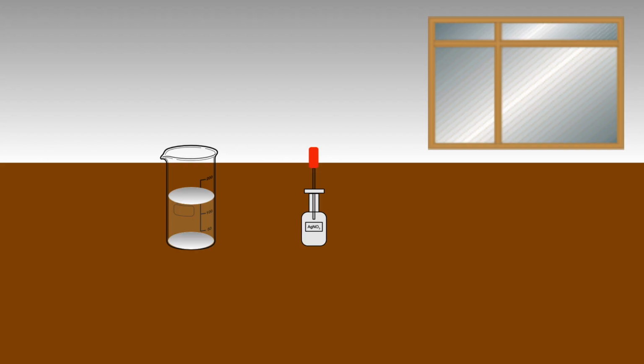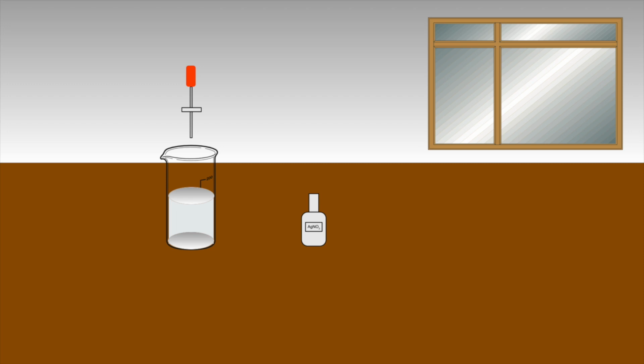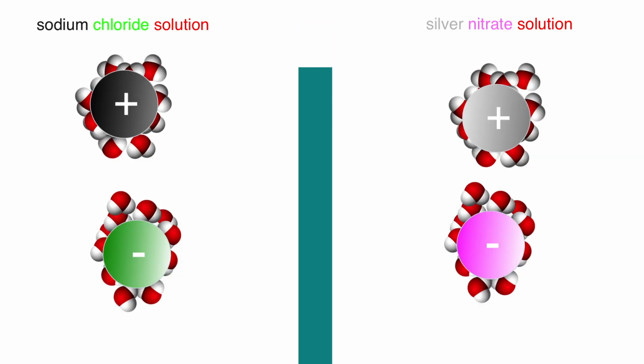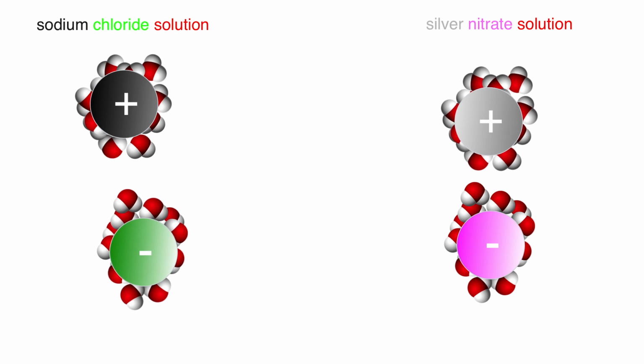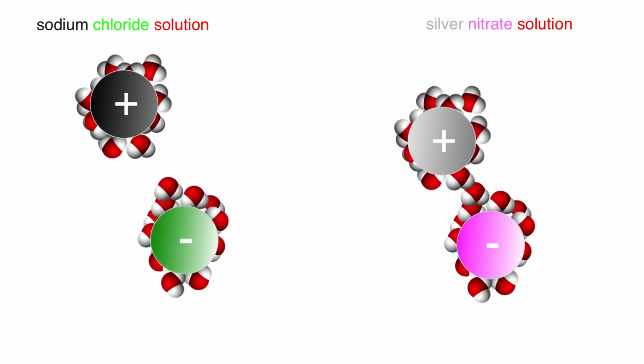So, when we add silver nitrate solution to sodium chloride solution, we are actually mixing two mixtures, one containing water and sodium and chloride ions surrounded by hydration sheaths, and the other containing water molecules and silver and nitrate ions, each surrounded by a hydration sheath. Therefore, we end up with a mixture of water and four ions, surrounded by hydration sheaths, but free to move.